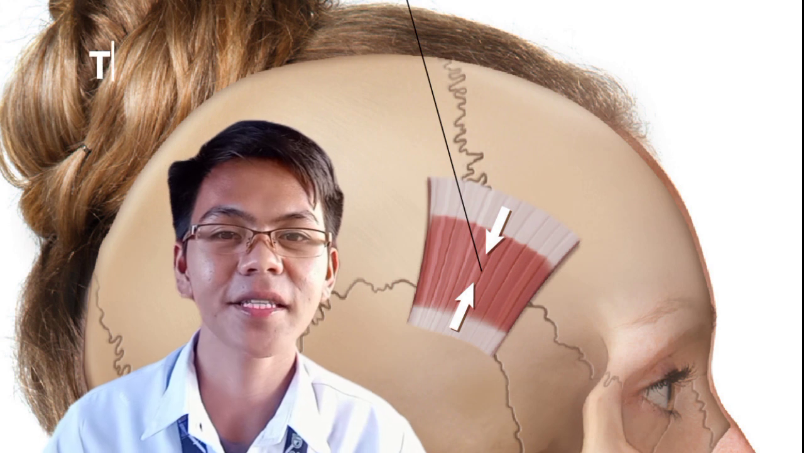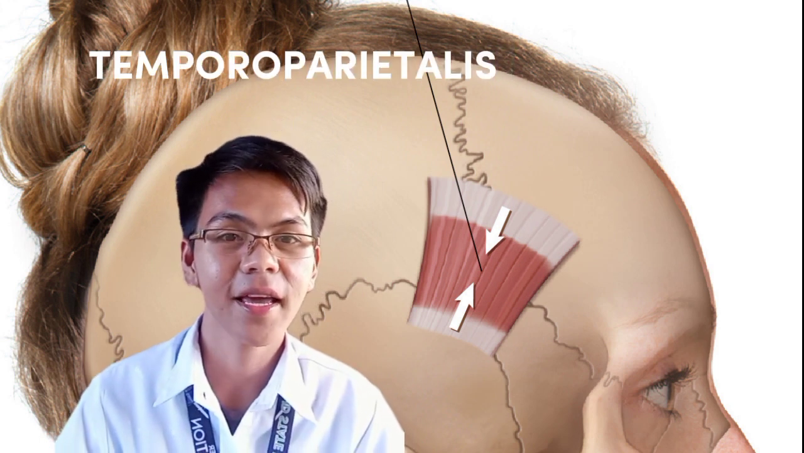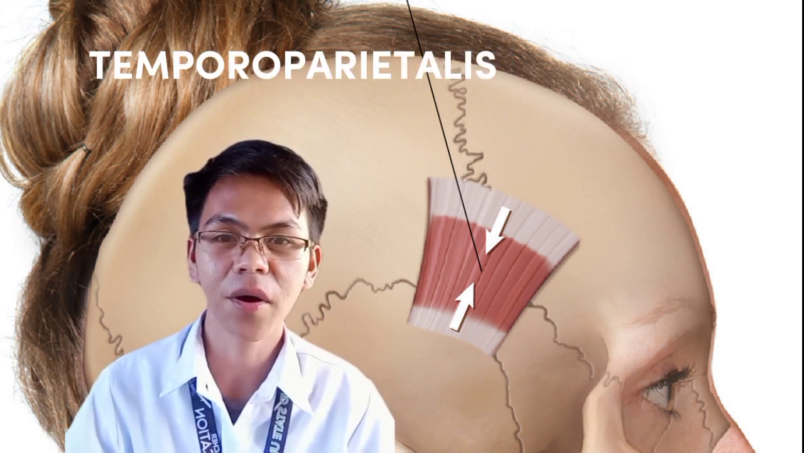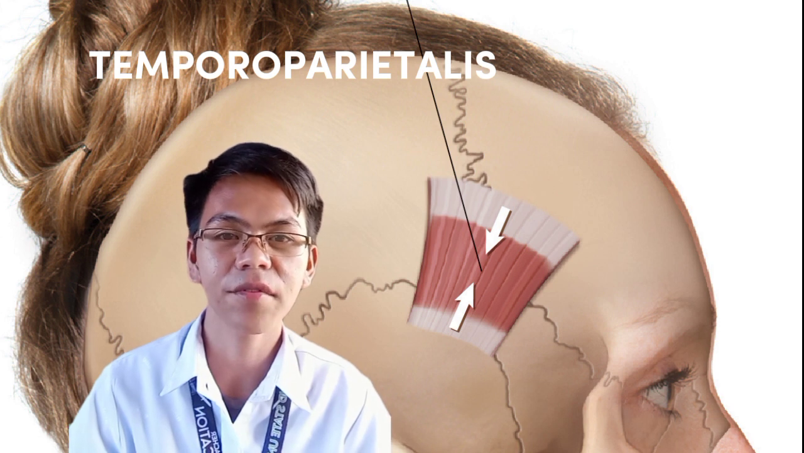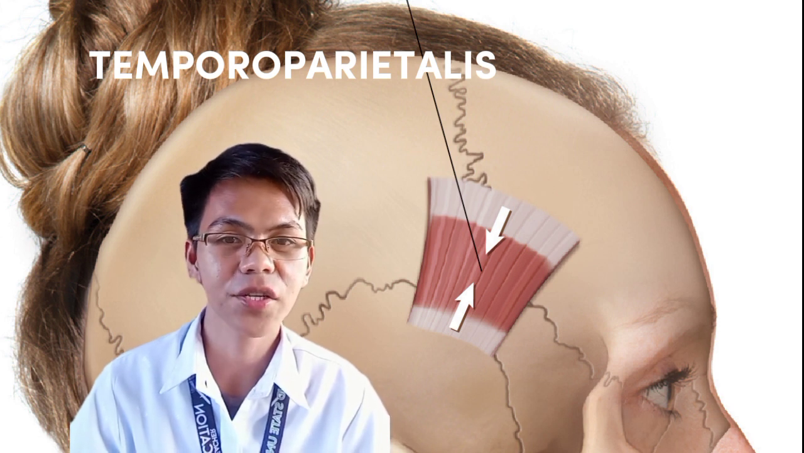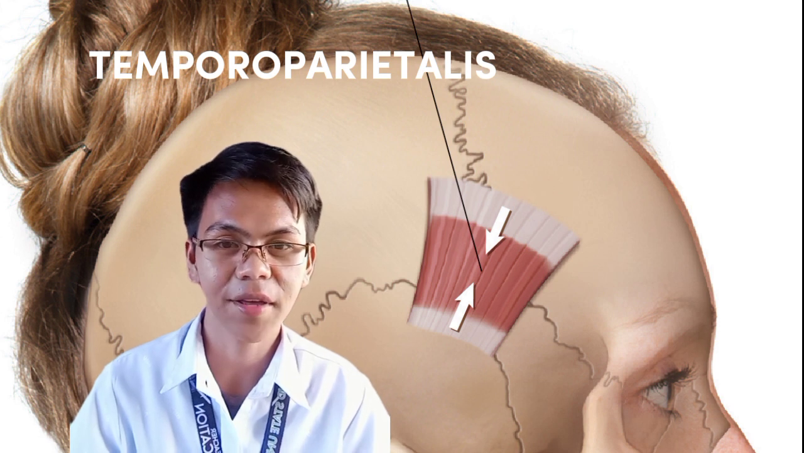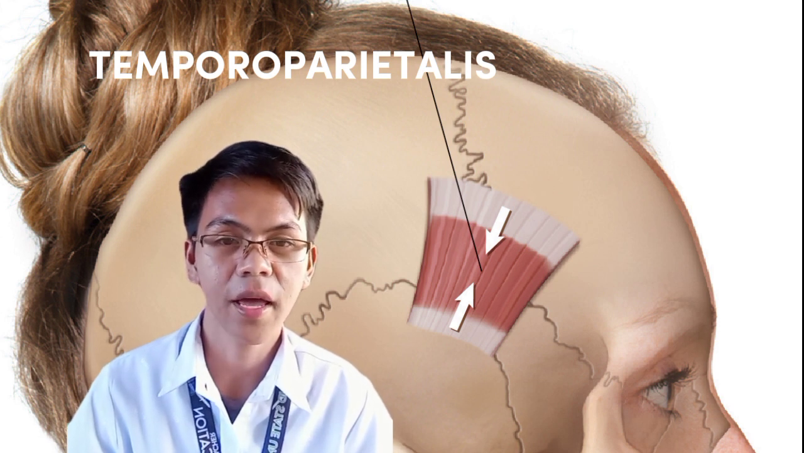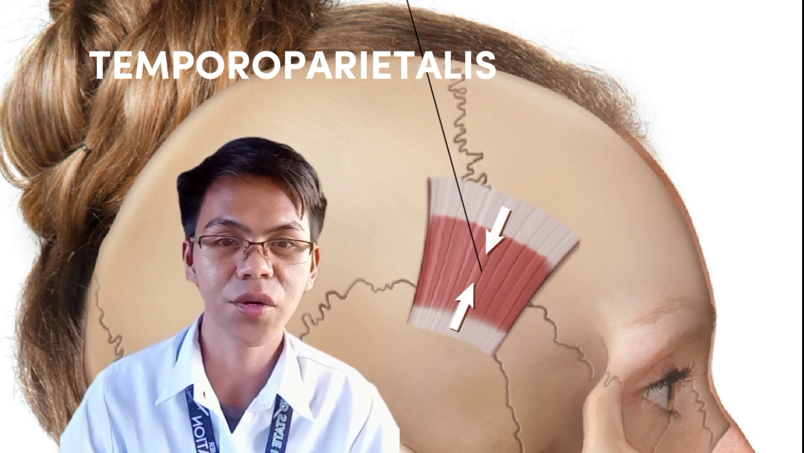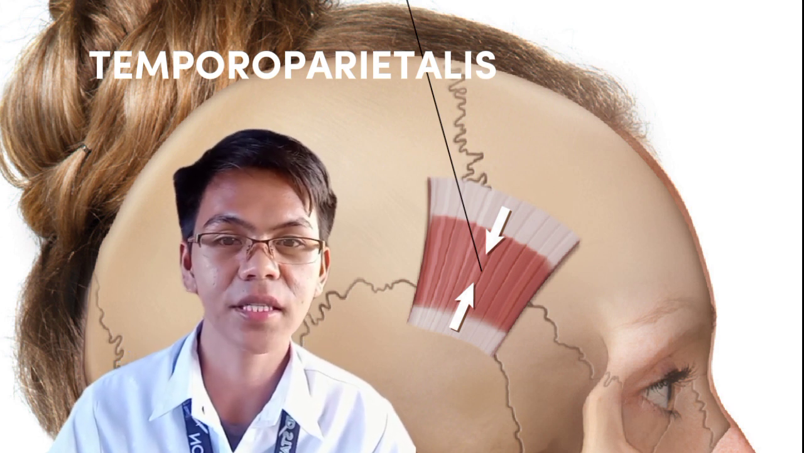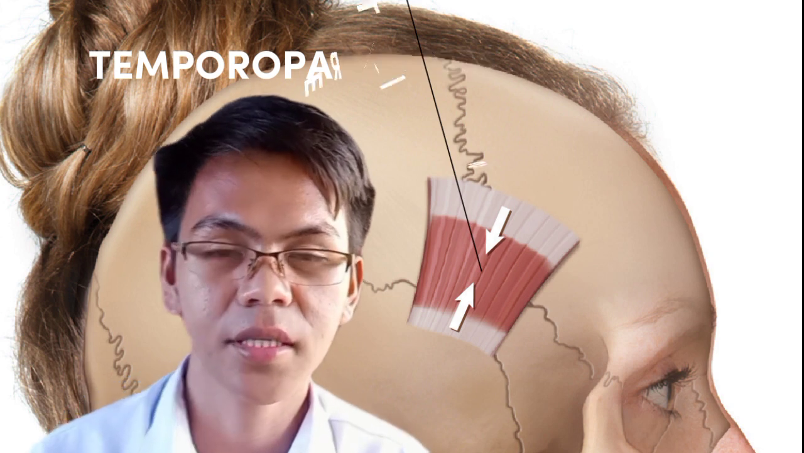Next in line is temporoparietalis. It attaches to the coronoid process and anterior ramus of the mandible. The action of this muscle is upon the mandible and results in elevation for jaw closure and also causes retraction of the jaw and fixes the galeal aponeurosis.